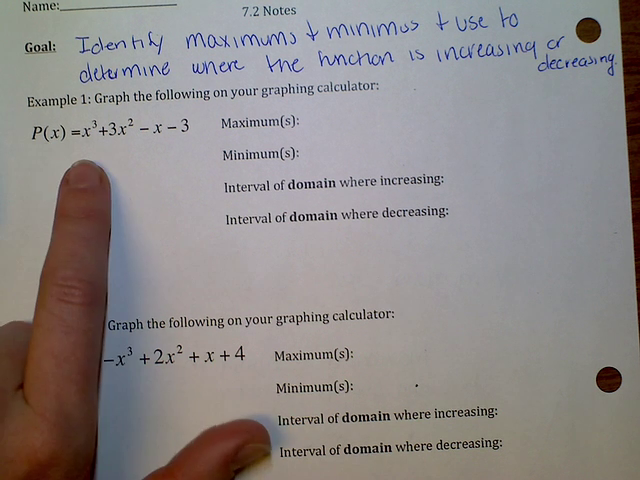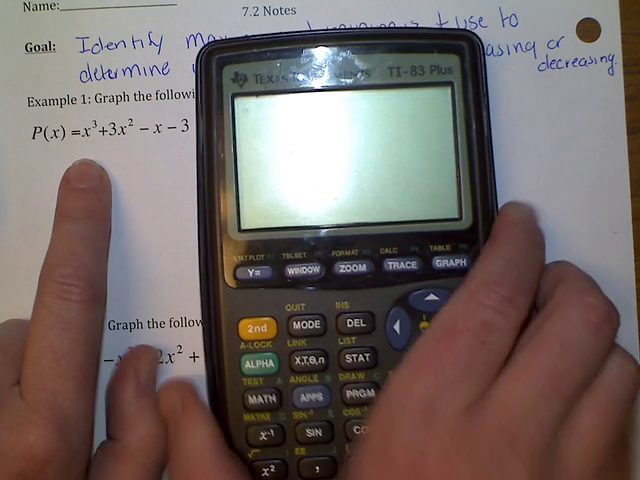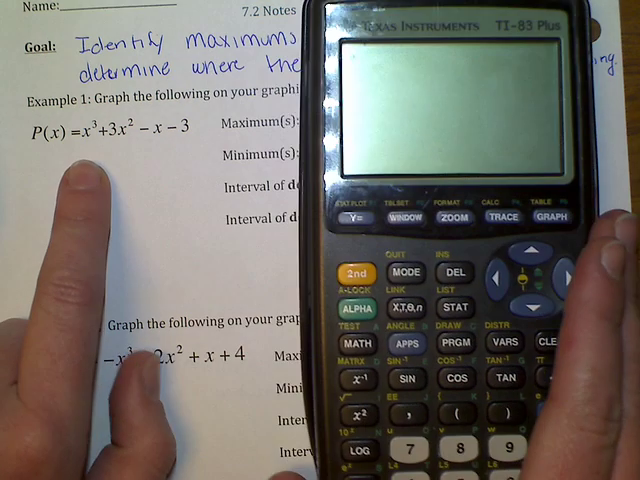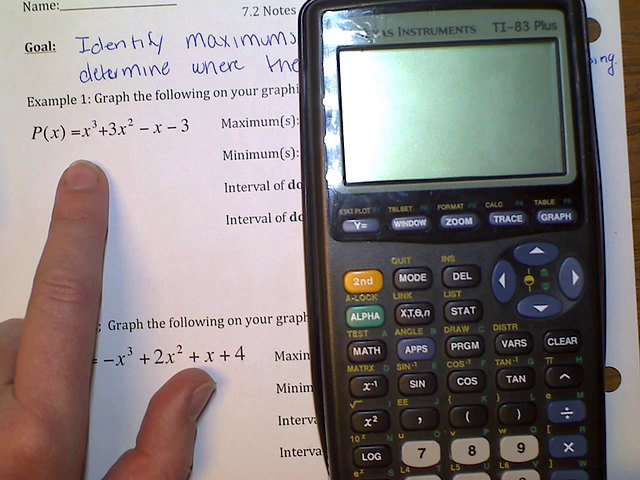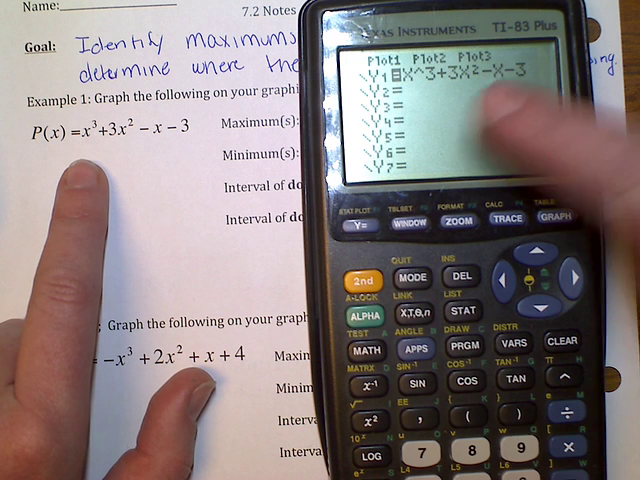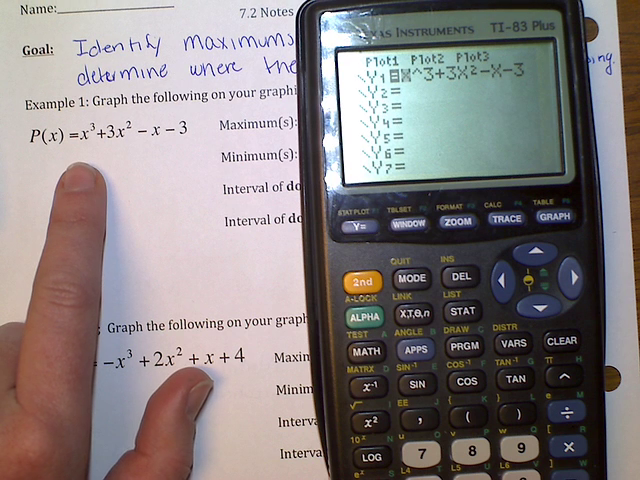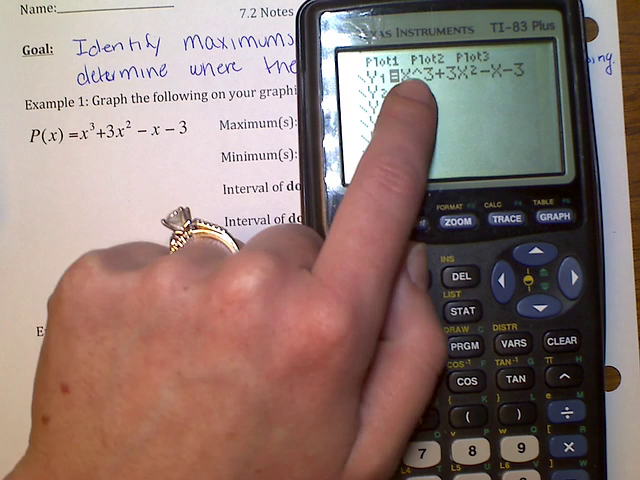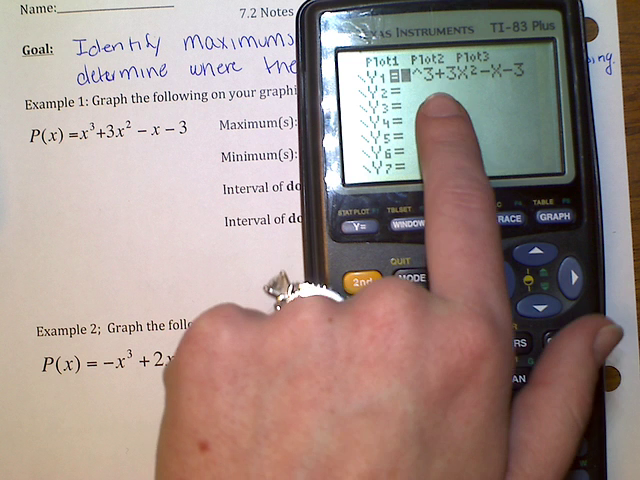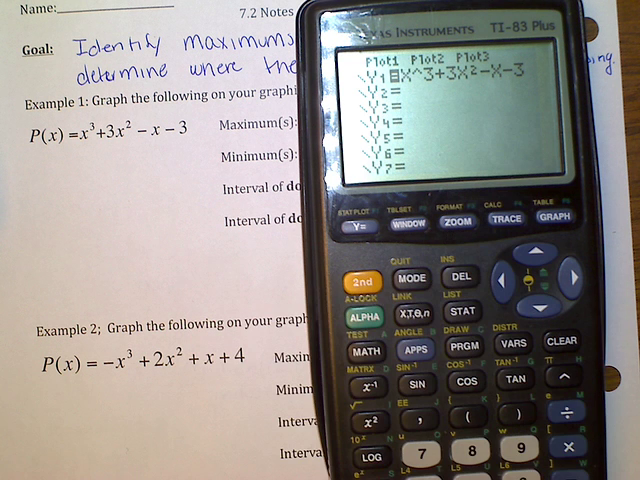So first thing we're asked to do is graph this function. So to graph it, we're going to enter the equation into y equals. So hit y equals. I have the equation in there already, but again, go ahead, type it in: x raised to, get the little caret, the third, plus 3x squared, minus x minus 3.